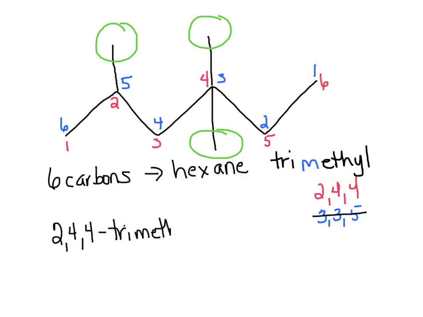trimethylhexane. Now notice we had 3 groups, we have 3 numbers or 3 locations. I can't omit one of the 4s. If I just put 2 and 4, then I don't know where that 3rd methyl group is. So every substituent gets its own number, even if we kind of condense the name of the substituents using di or tri. So this is the final name of my compound.